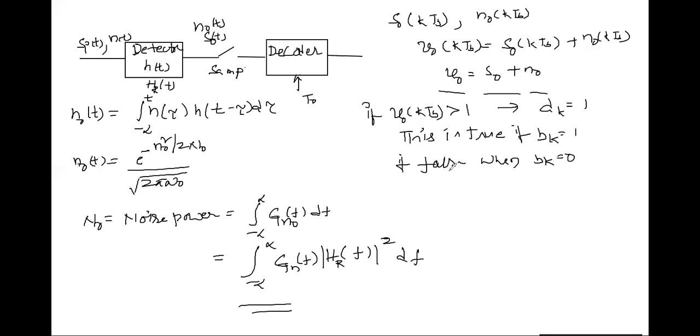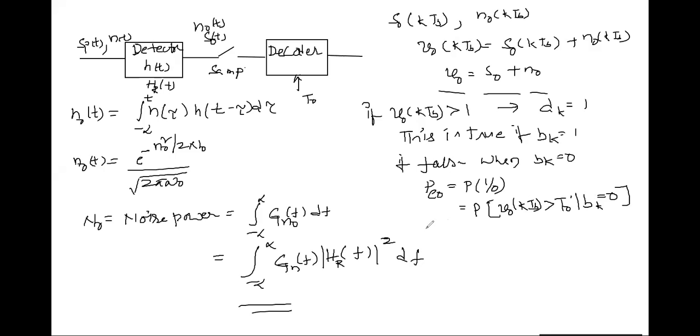Now, how much probability there is for a 0 to be received as 1 is called the error probability of 0. That is the probability of receiving 1 when 0 is transmitted. In words, you can write it as the probability of V naught of KTB becoming greater than the reference T naught when Bk equal to 0. When Bk is 0, that means when 0 is transmitted, how much is the probability for V naught to become greater than T naught is called the error probability of 0 received as 1.